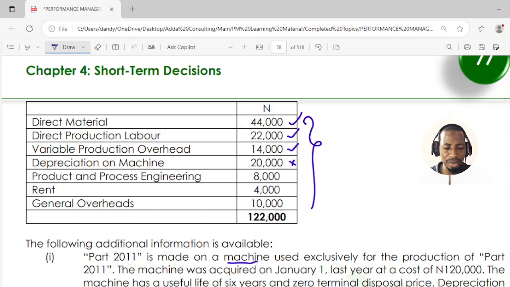We are told that product and process engineering must be incurred in order to ensure a smooth production run. Then rent, we are told that this rent is an apportionment. An apportionment is an irrelevant cost, you ignore it. General overhead is irrelevant, you ignore it. So the only relevant costs are direct material, direct production labor, variable production overhead, as well as the product and process engineering cost.